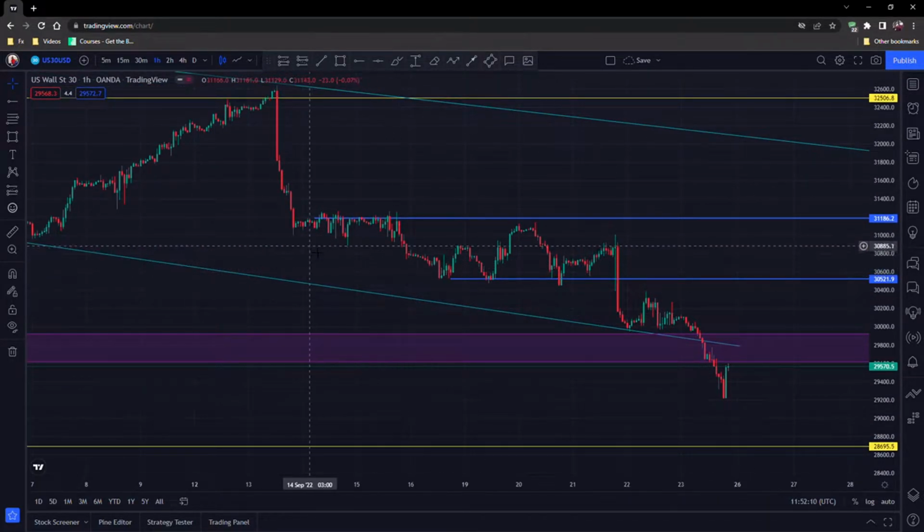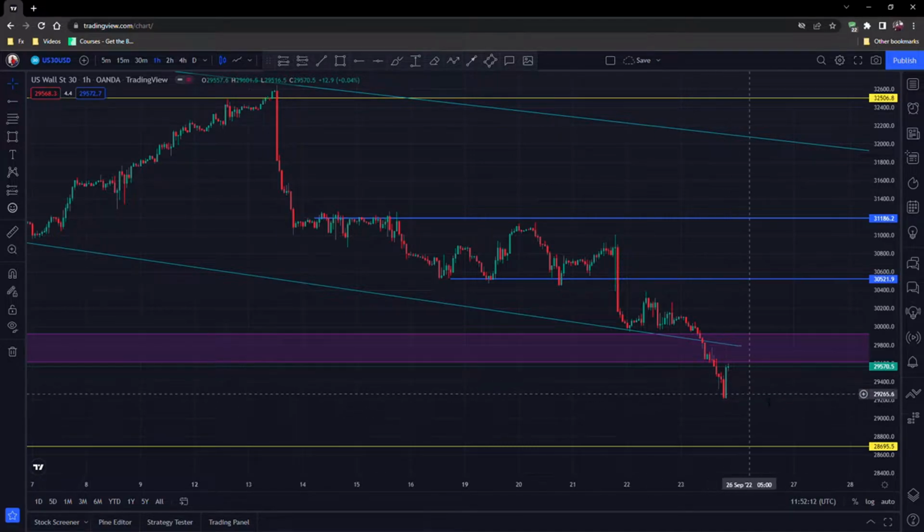On the hourly, we can see that the pattern hasn't really changed that much. But yeah, that's going to be it for US30.